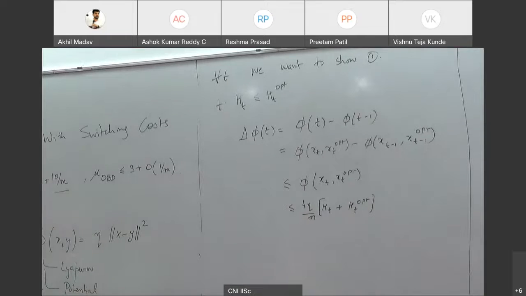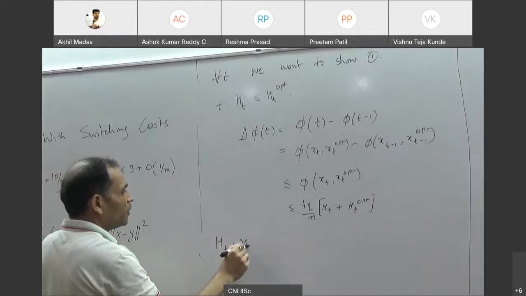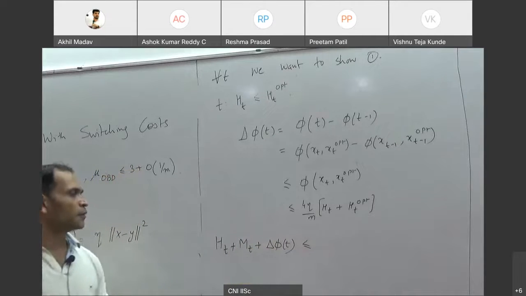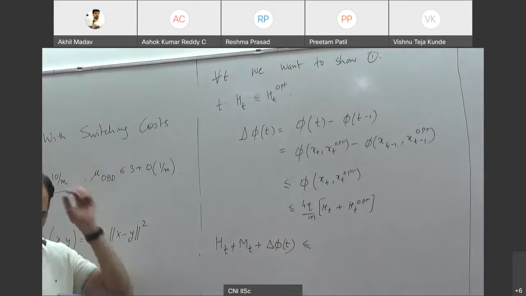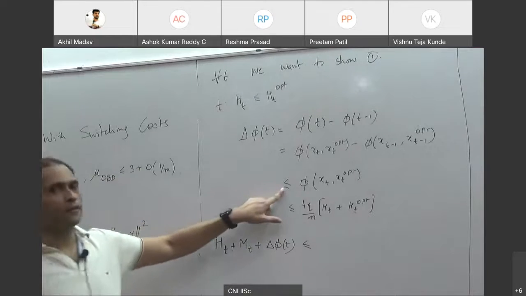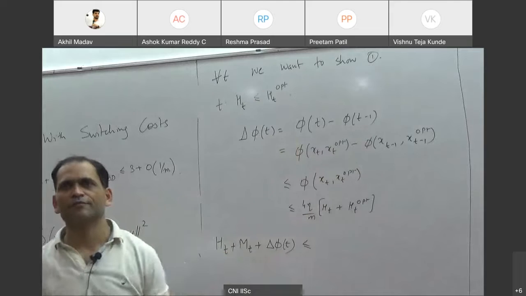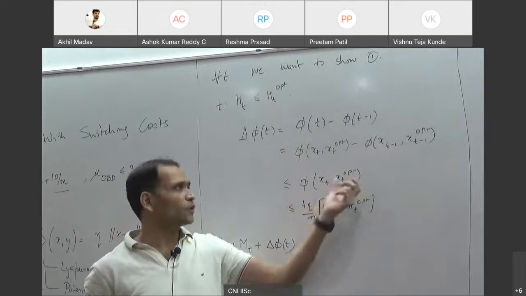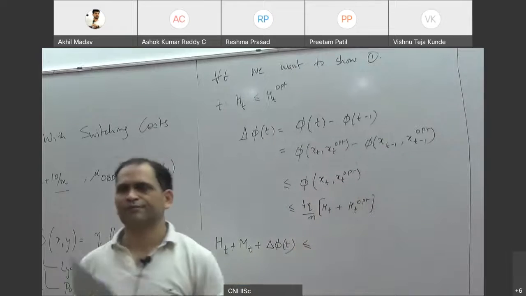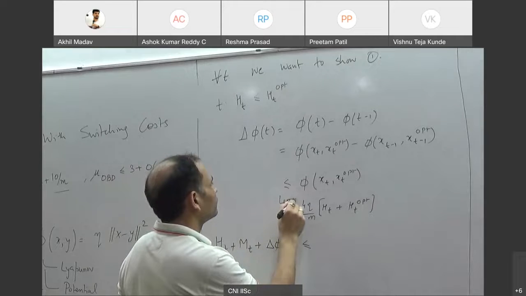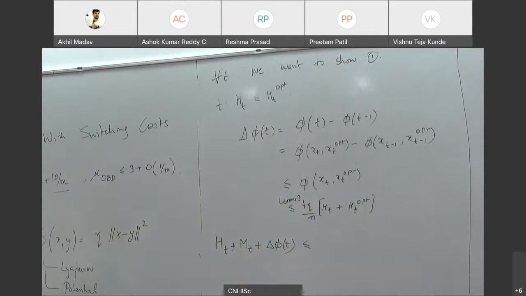So now, I'm trying to write HT plus MT plus delta phi t. HT, I know HT is as it is. MT is how much? Which inequality? This one. Dropping the negative, since by definition this is dropping a negative, which is trivial. Using the lemma for this. So lemma 3. So how can I bound this?